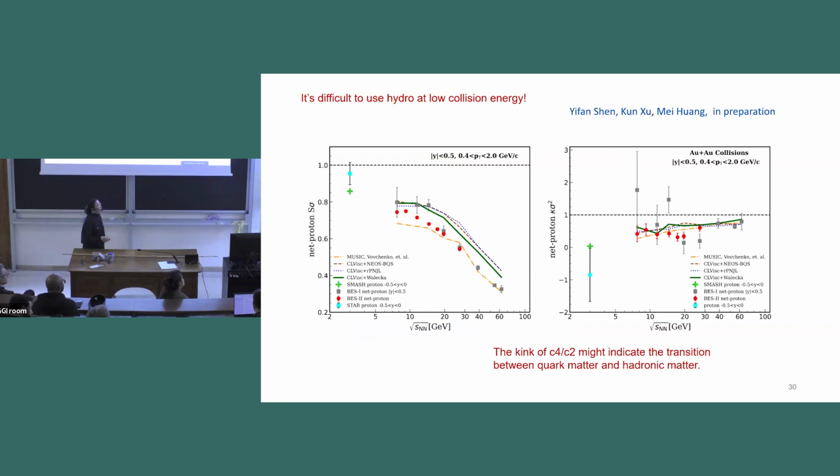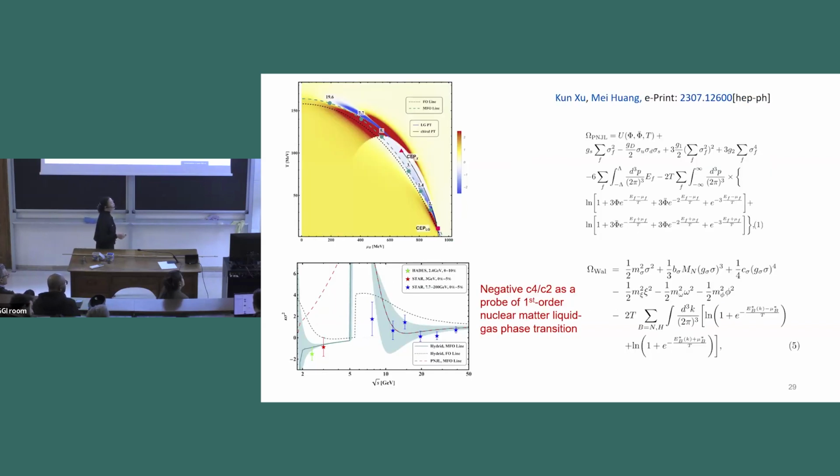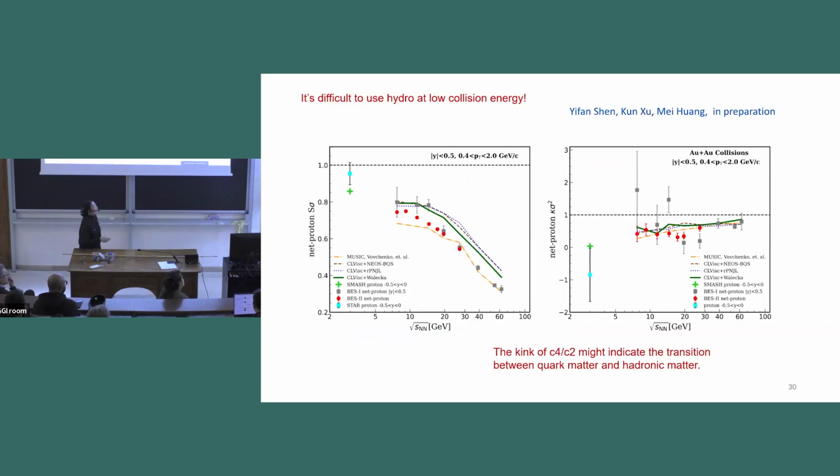Okay, and now we combine this Walecka model with hydro. Of course, at the moment, it's very difficult to use hydro at very low collision energy, because below 4 or 5 GeV you cannot run the hydro successfully. So basically, we can only run hydro above around 5 GeV collision energy.